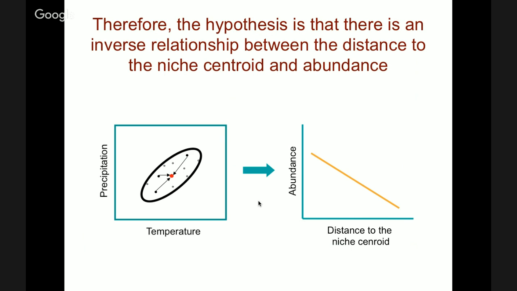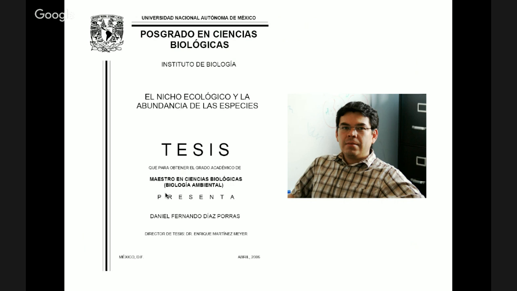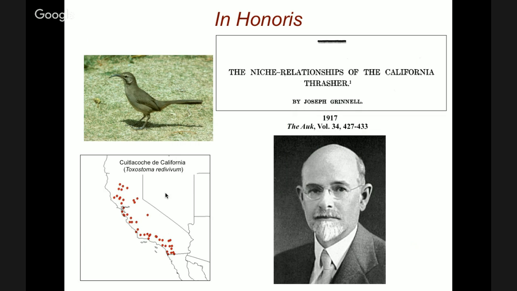So we started to think on how to test these ideas. We hypothesized that there should be an inverse relationship between the distance to the niche centroid and abundance in this multidimensional space. So with my first student working on these ideas, Daniel Diaz, we tested the existence of this inverse relationship between the distance to the niche centroid and abundance, using, in the first place, this species of bird to honor Joseph Grinnell, one of the founders of the niche concept.